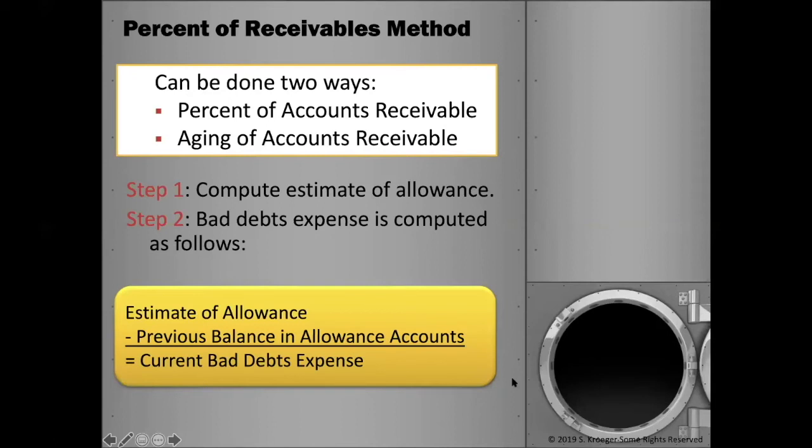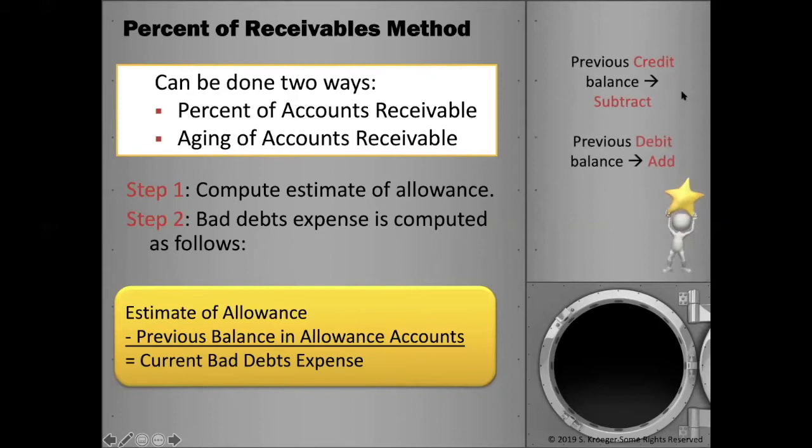Therefore, when we do this method, we'll have to do the estimate of the allowance. We'll use a percent of the accounts receivable, or we'll do the aging schedule. Well, that's coming up next. And then we'll have to subtract that from the previous balance in the allowance for doubtful accounts to come up with the bad debt expense, the amount we journalize. Here's a little tip. If the balance in the allowance for doubtful accounts had a credit balance, we're going to subtract. If it had a debit balance, we're going to add the numbers together. I'll explain what this means next when we do an example because I think it might make a little bit more sense.